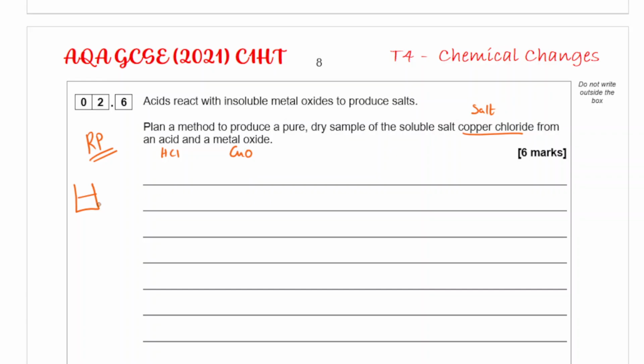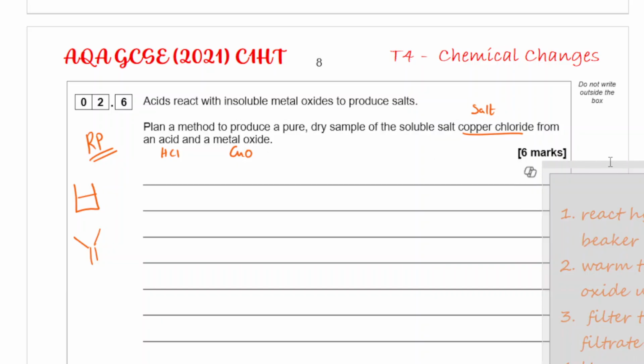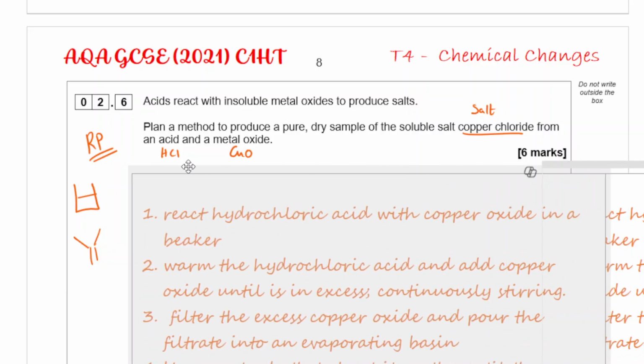Now, to remove the excess copper oxide, you would filter it. By filtering it, you can remove the copper oxide, and then you would crystallize it by gently heating the solution, or the filtrate, using a water bath. So here is the model answer.